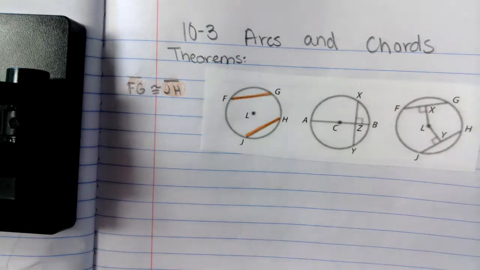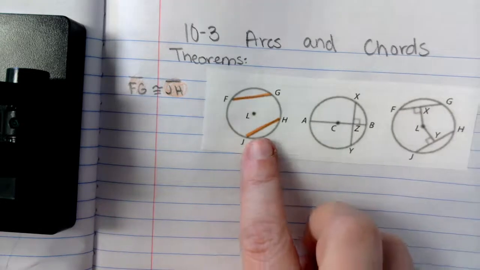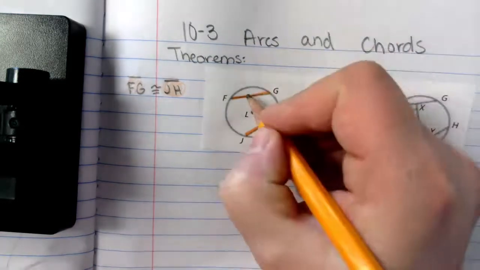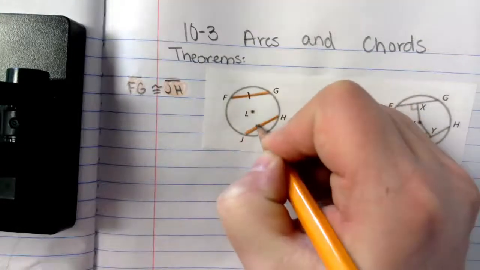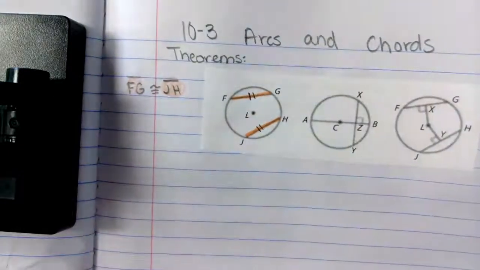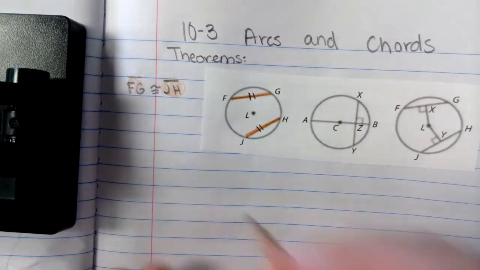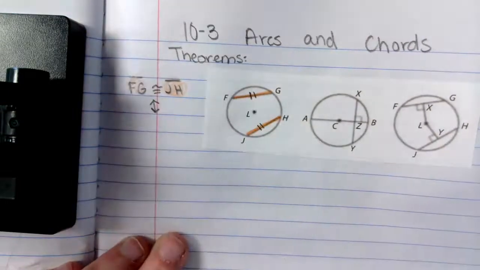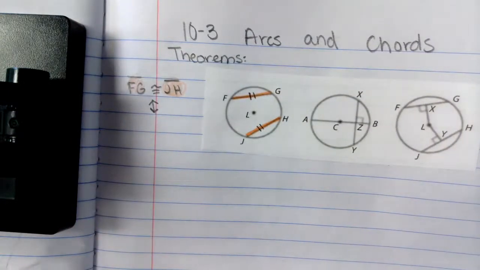Alright, if I know that FG is congruent to JH, then I also know that the measure of the arcs are going to be the same. So the measure of arc FG is going to be equal to the measure of arc JH. I'm going to zoom in on just that part there.